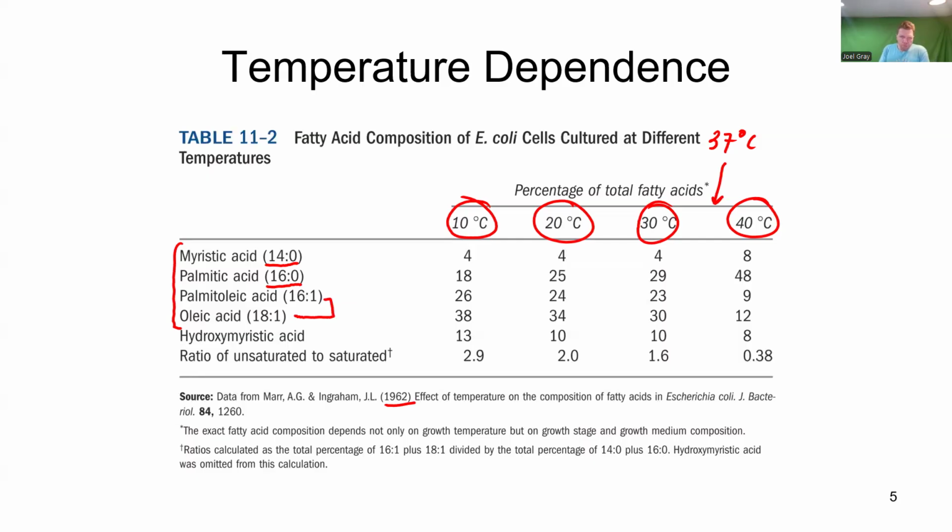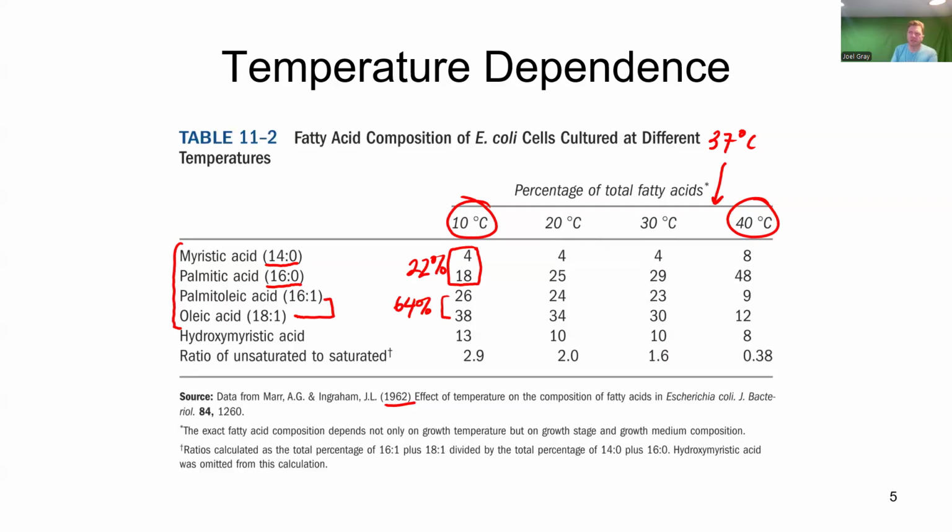And what they observed was, I'm going to just compare 10 and 40 degrees. At 10 degrees Celsius, the percentage of fatty acids that were 14 and 16 carbons with no double bonds, completely saturated, was about 22% of fatty acids, whereas the monounsaturated accounted for 64%.